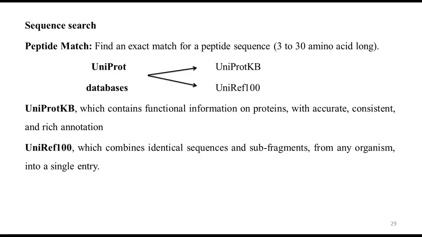Sequence search contains peptide match, which finds an exact match for a peptide sequence that is 3 to 30 amino acids long. Mainly, it uses two UniProt databases, which are UniProt KB and UniRef100. UniProt KB contains functional information on proteins with accurate, consistent, and rich annotation, while UniRef100 combines identical sequences and fragments from any organism into a single entry.